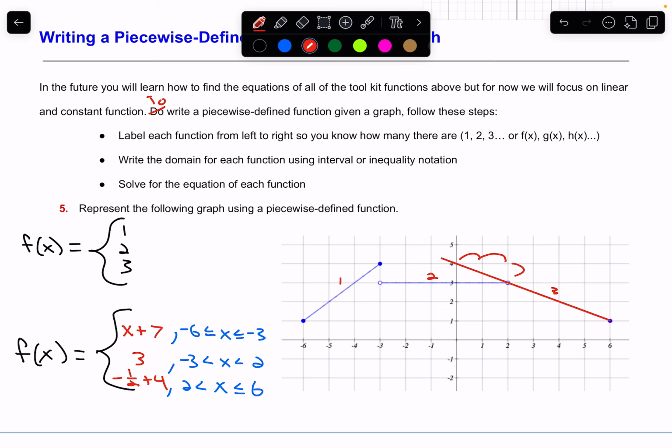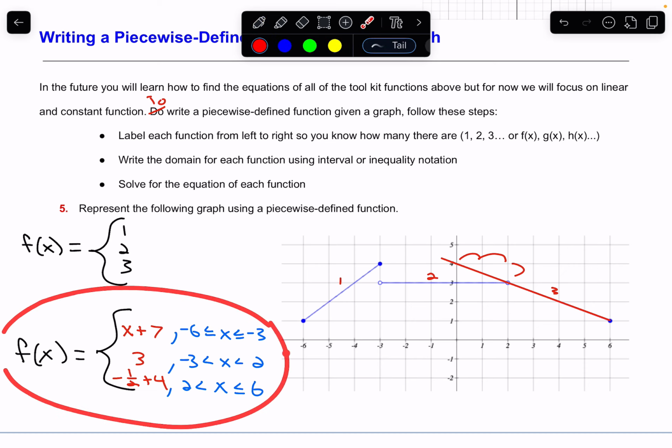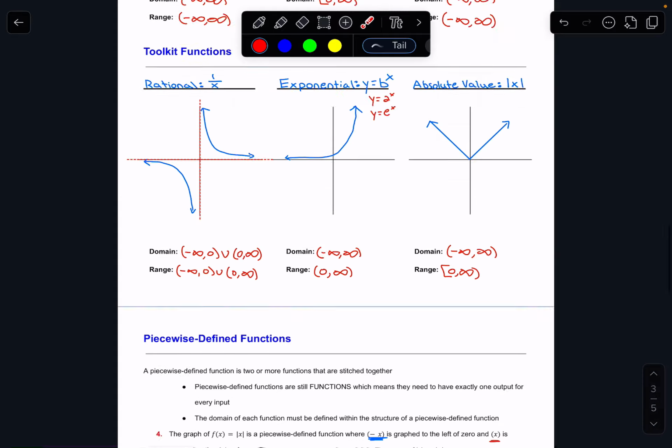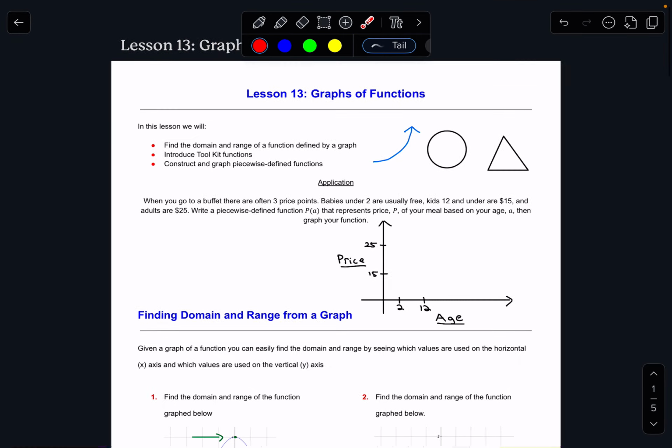And that's it. We found the equation of each line, we said where those lines exist, and we wrote it on the left in this piecewise defined function notation. Okay, so now for the title slide, we're going to do that, but given a situation instead of a graph.